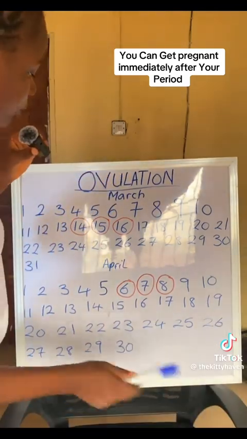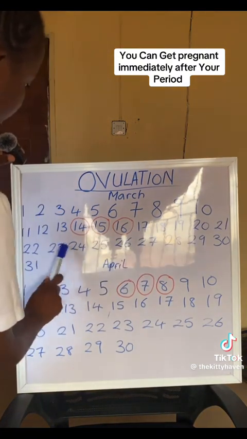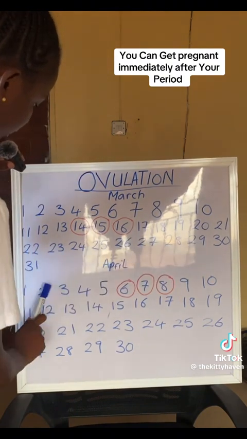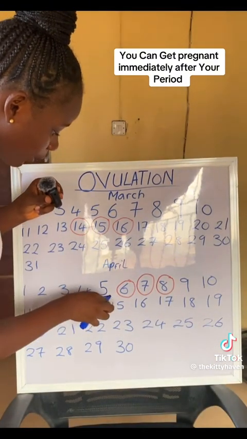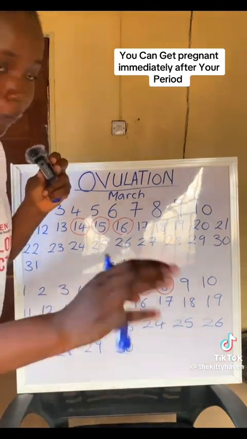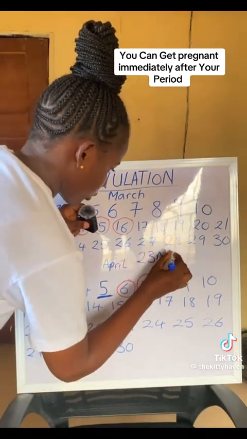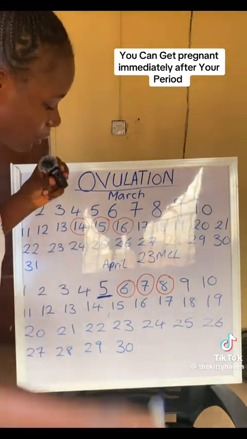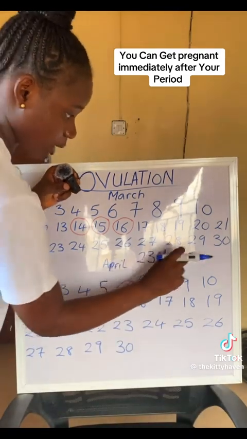Starting from the 14th of March, we're going to say 1, 2, 3, 4, 5, 6, 7, 8, 9, 10, 11, 12, 13, 14, 15, 16, 17, 18, 19, 20, 21, 22, 23. We'll stop counting on the 5th of April, which is 23 days, because another cycle has begun on the 6th of April. So we can say Moyo has a 23 days menstrual cycle length.